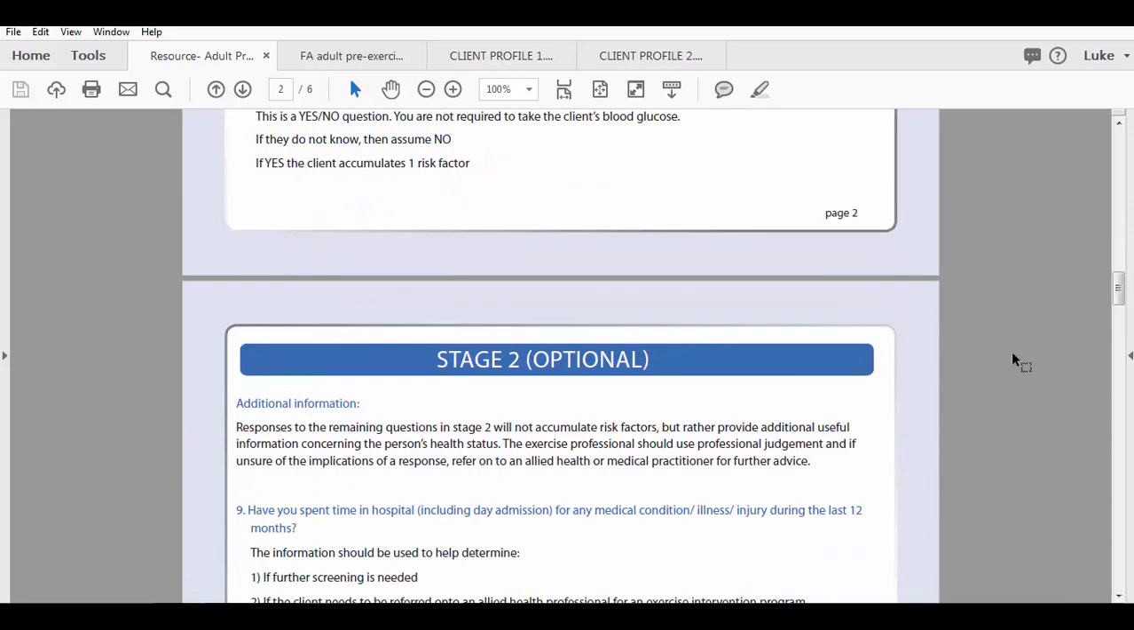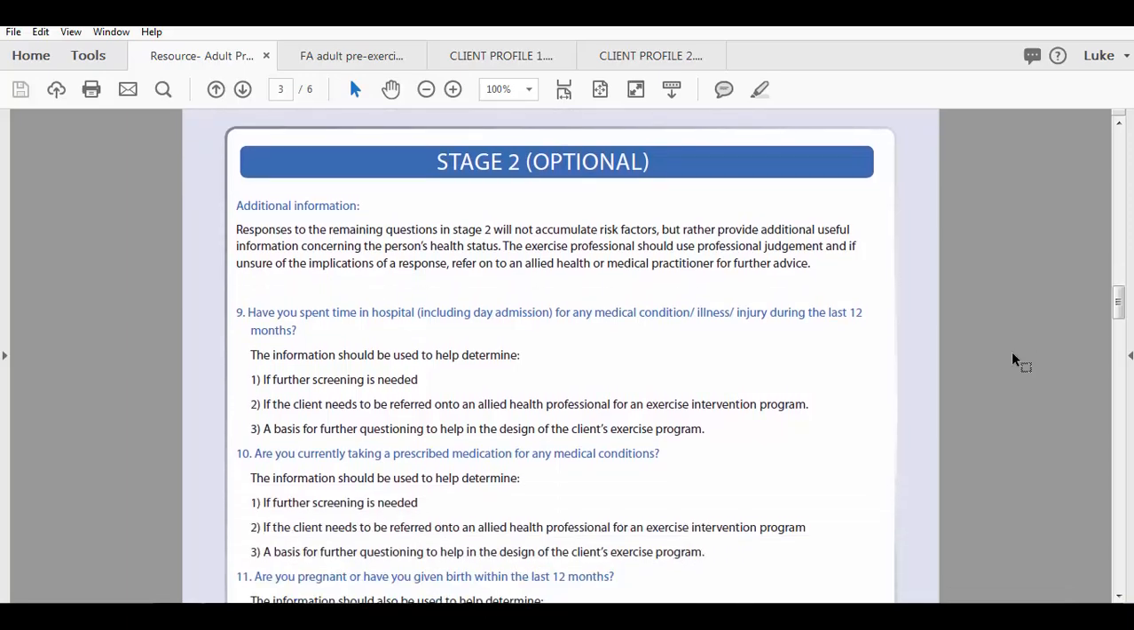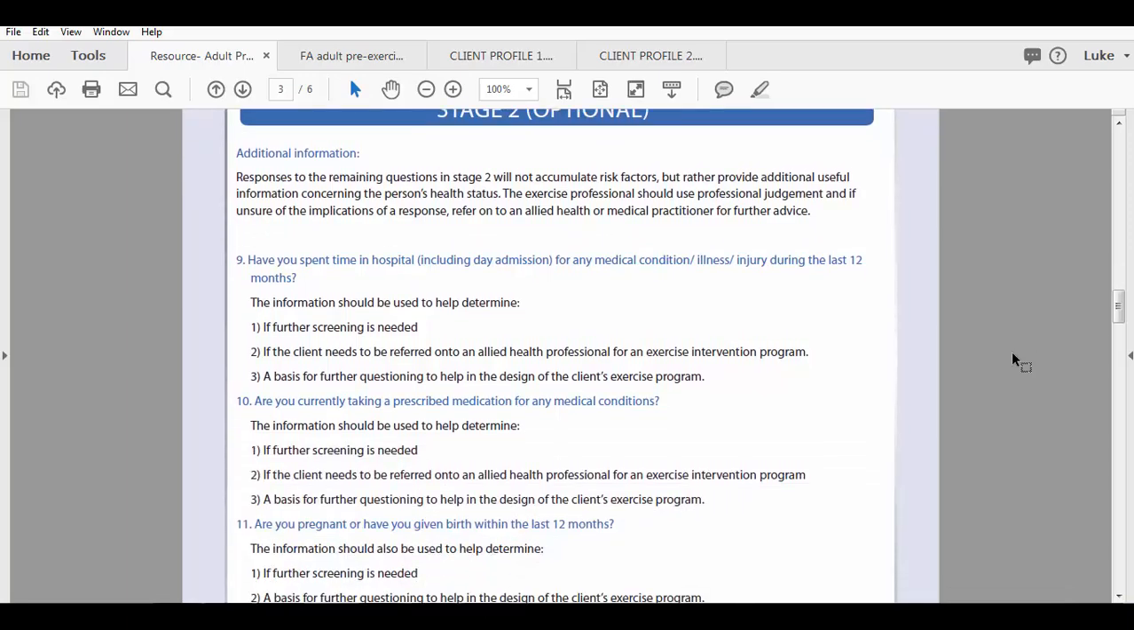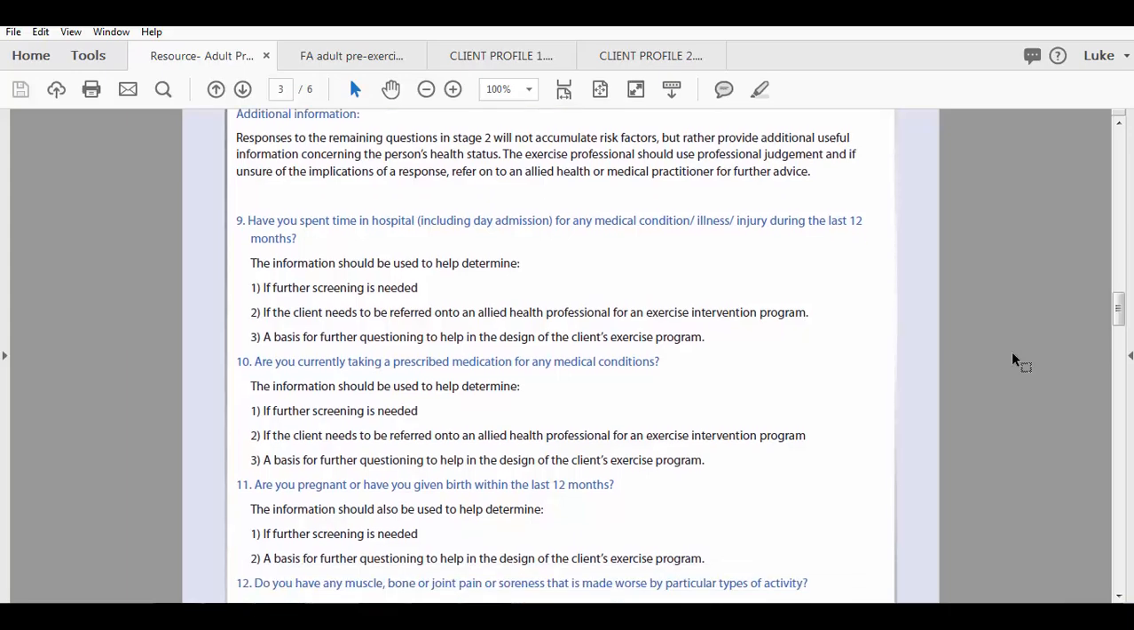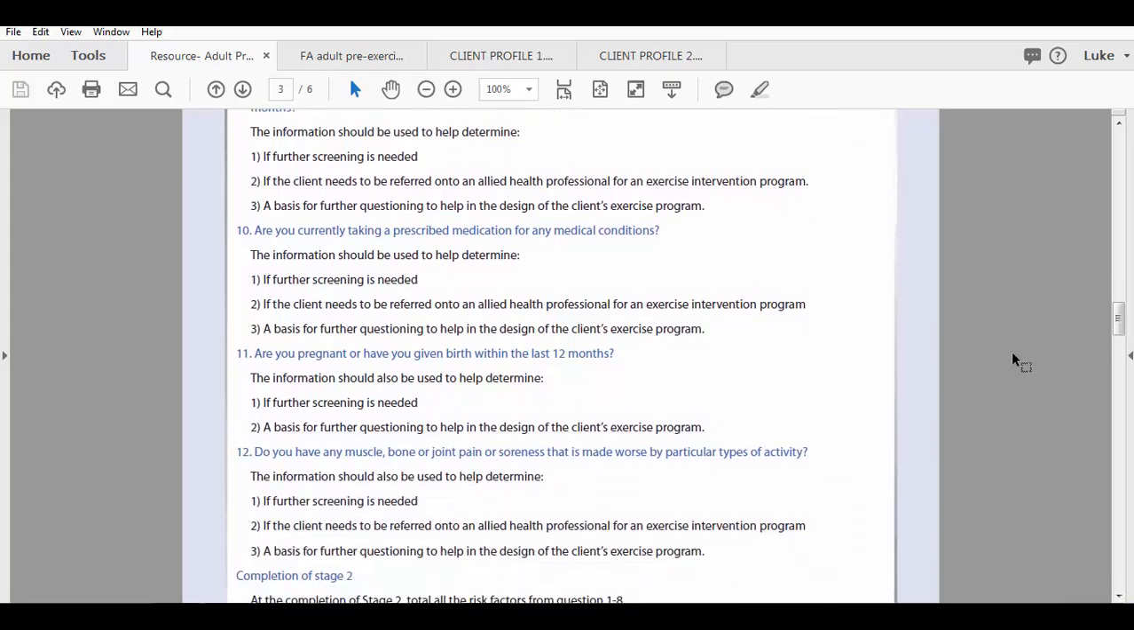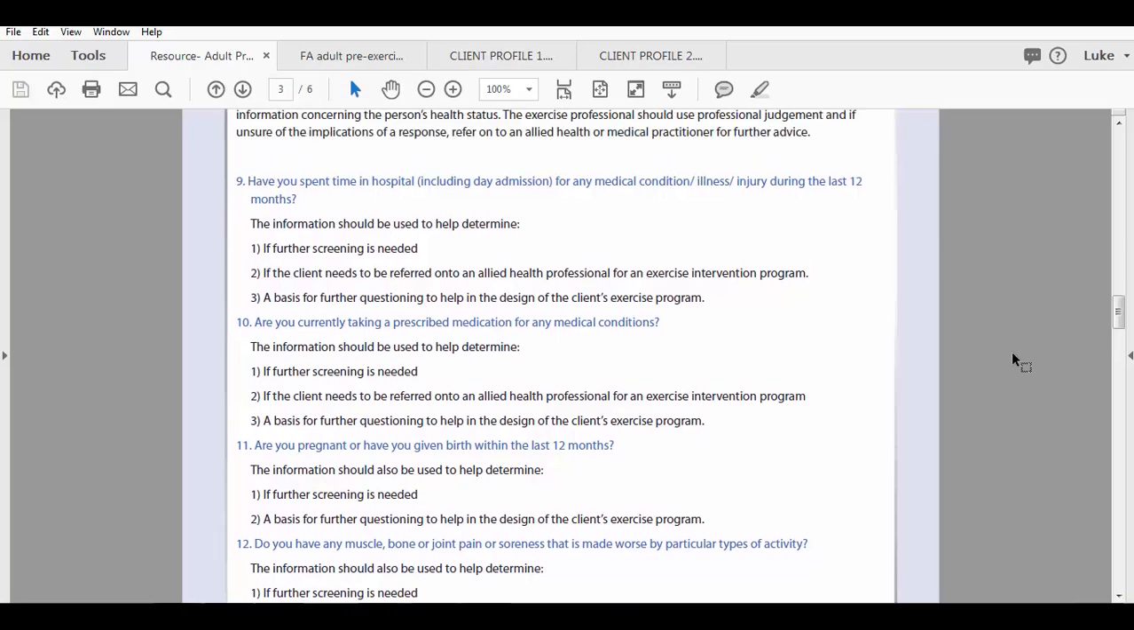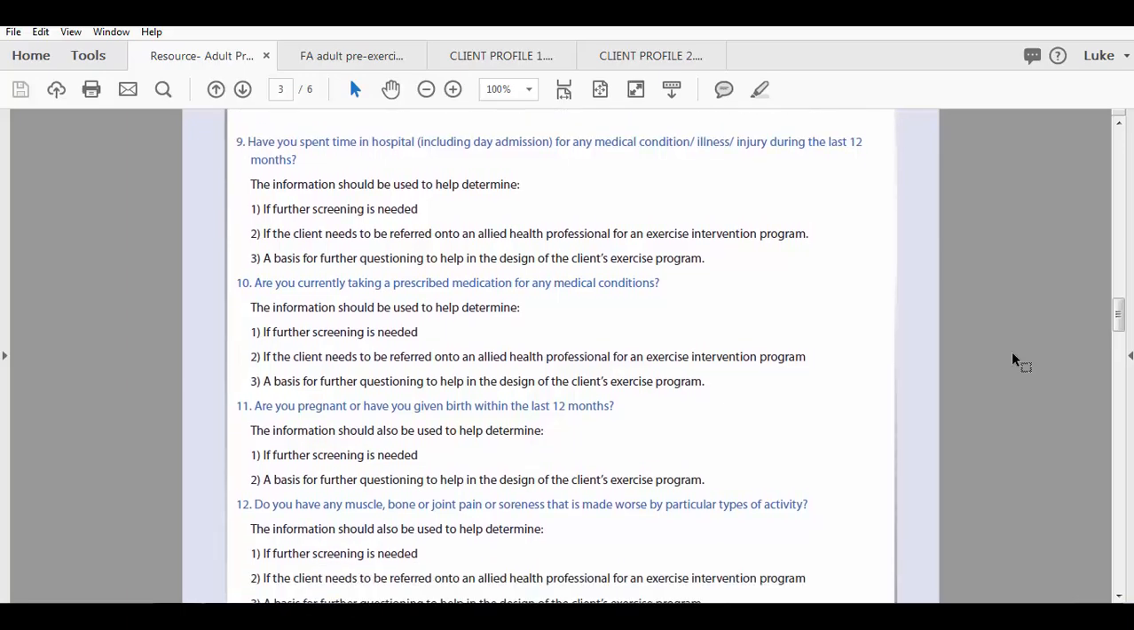Now we keep going over the page here. There are some more questions. So just some additional information. For the responses to the remaining questions in stage 2, you will not accumulate any risk factors, so your score won't change from what's already been answered above, but they rather provide additional useful information concerning the person's health status. The exercise professional should use professional judgment, and if unsure of the implications of a response, refer on to an allied health or medical practitioner for further advice. So for questions 9, 10, 11, and 12, you won't add any extra points to your risk score, but it will assist you with making decisions.